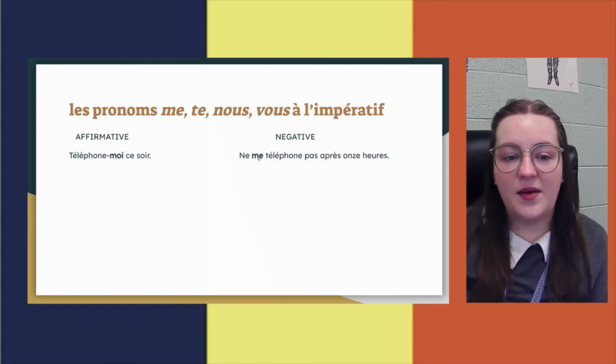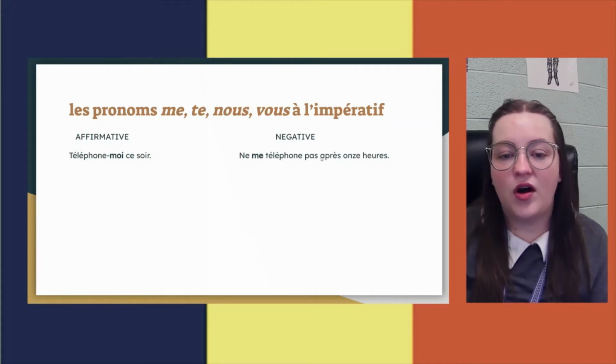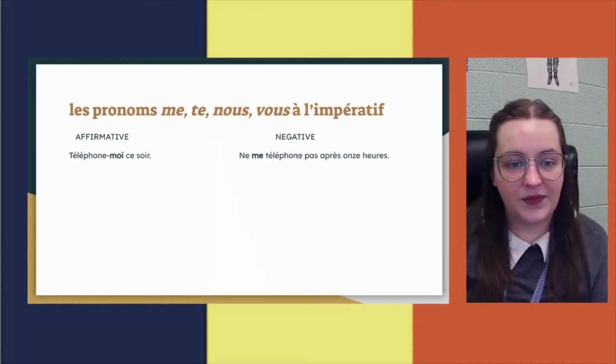However, in a negative sentence, don't call me tonight, then that me goes in front of the verb like we would expect. Ne me téléphone pas après 11 heures. Don't call me after 11 o'clock. Right? Okay.